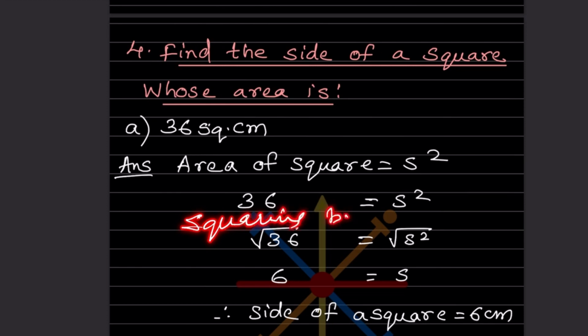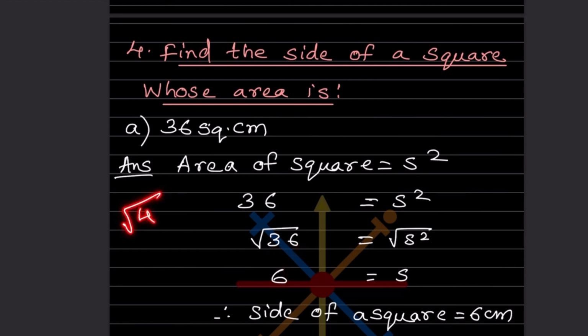So when you square both sides, you put a square over here, and you also put a square over here. When you put a square on the square root, the square root will go off, and you know the square root of 36 is 6. So you have to remember the square roots.